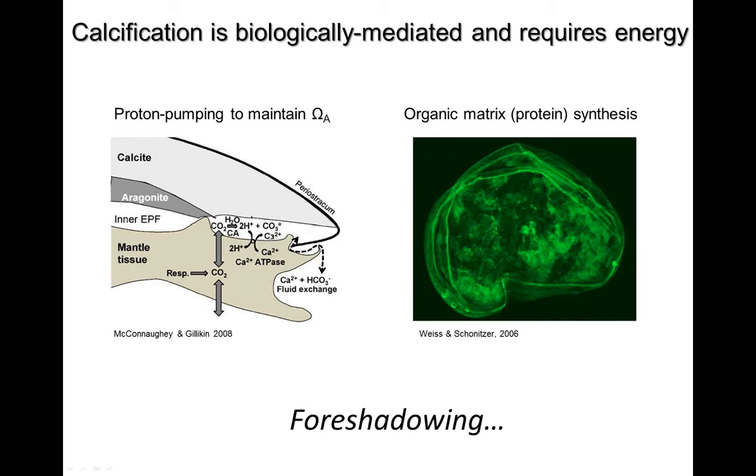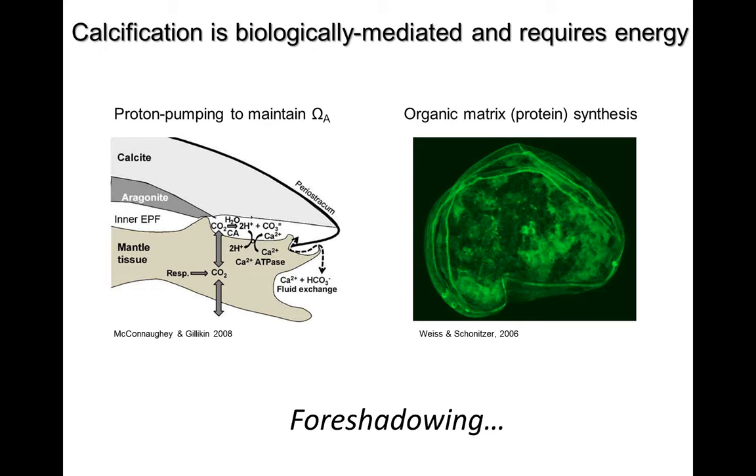One is they pump protons, and this is just a model from McConnaughey and Gilkin. They have a calcifying fluid that sits between their tissue and the shell formation surface, and they're basically pumping protons out of there to make it more favorable for calcification, also dealing with the fact that as they're calcifying, that space is becoming less thermodynamically favorable, so there has to be some replenishment of building blocks, basically.